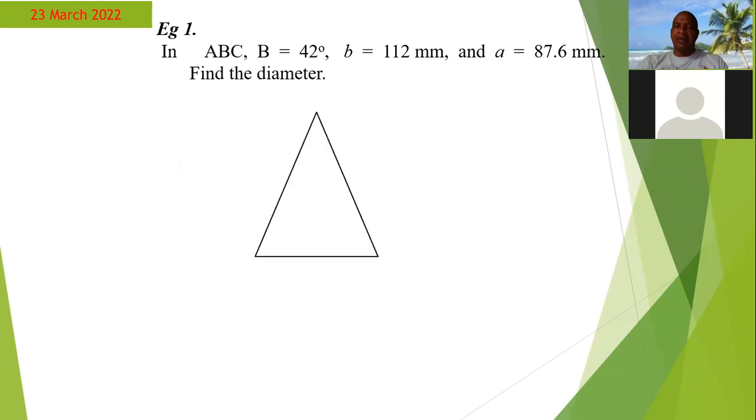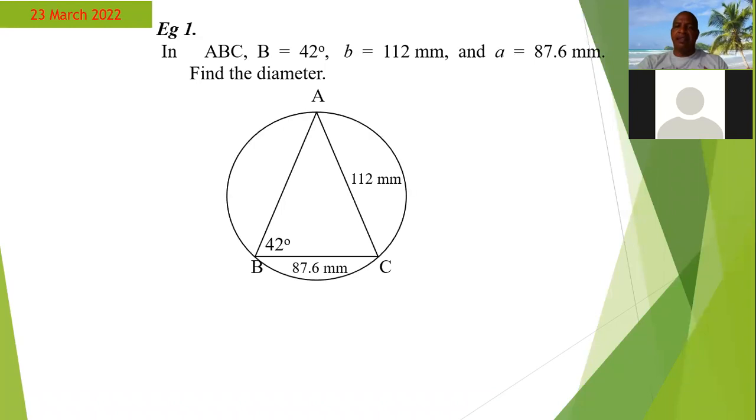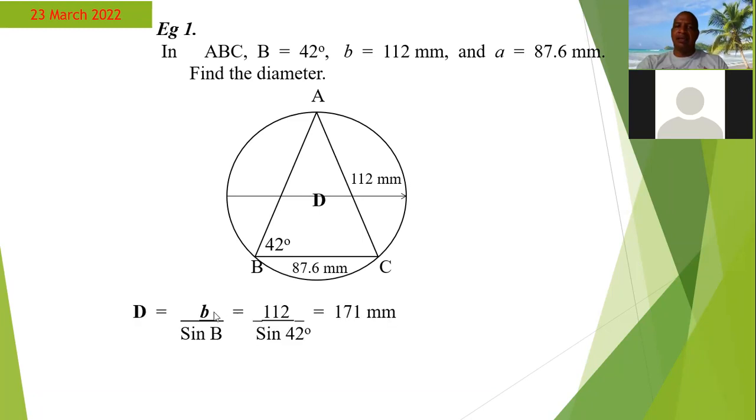So in this example, they say find the diameter of this circle. You have the side b, which is 112, and you know the angle B. So you could use b over sine B to calculate your diameter. b over sine B would be 112 over sine 42, which is equal to 171. All right, so I think that is pretty straightforward. Any questions so far, guys?